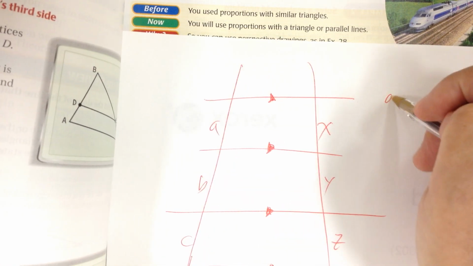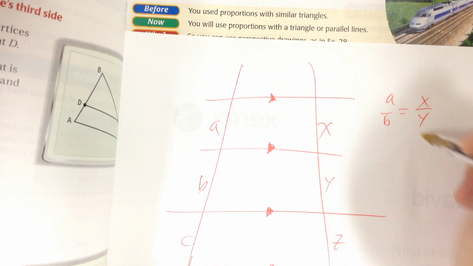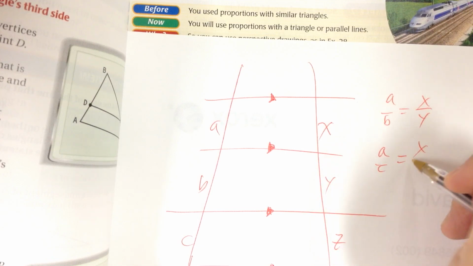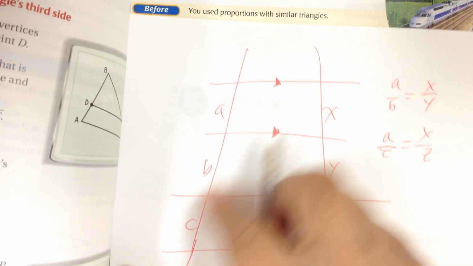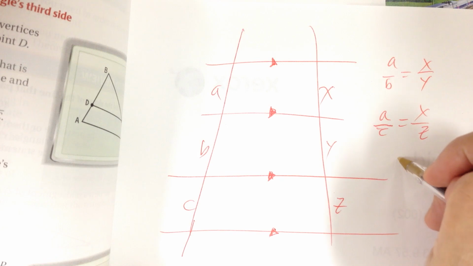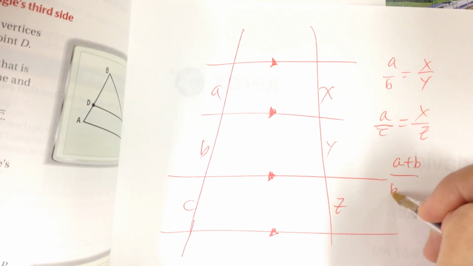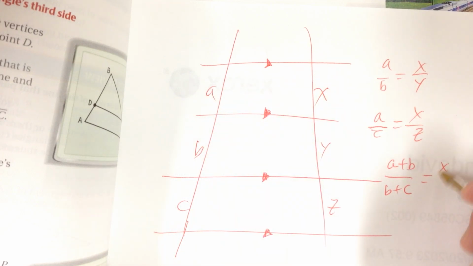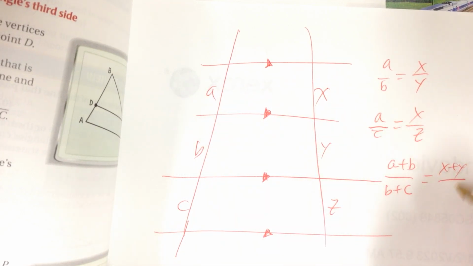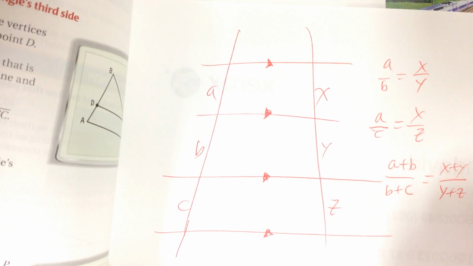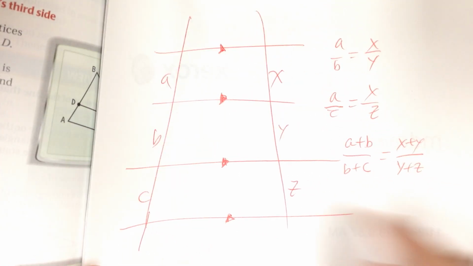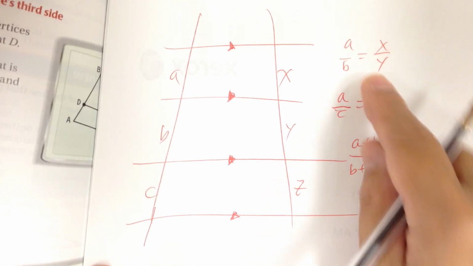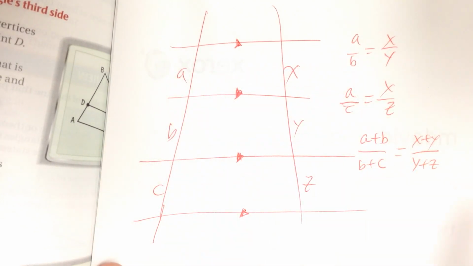So again, you can have A over B equal to X over Y, just match up exactly. You can have A over C equal to X over Z. And you can even add things. You can have A plus B over B plus C equal to X plus Y over Y plus Z. So this is a quick review from before. When you have parallel lines, everything is proportional, and you can write it any way you want as long as you match things correctly.